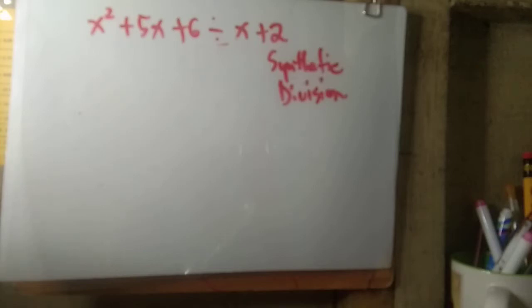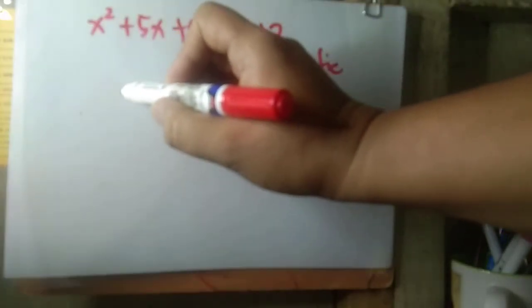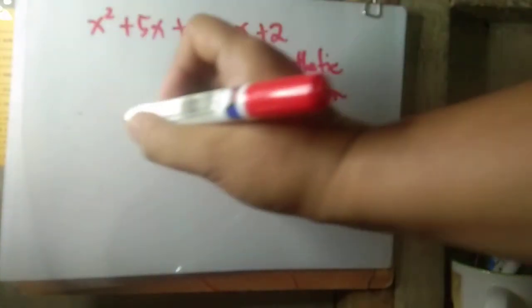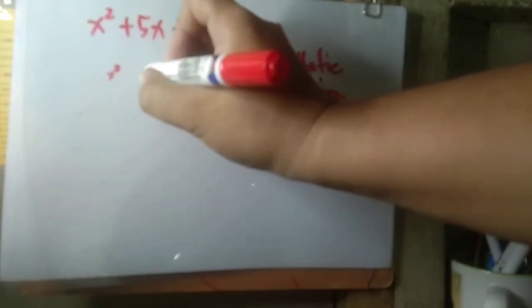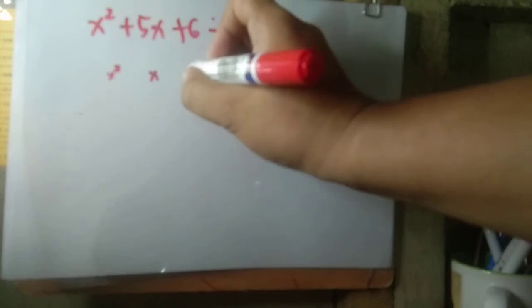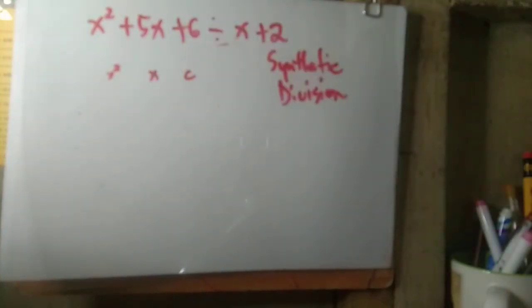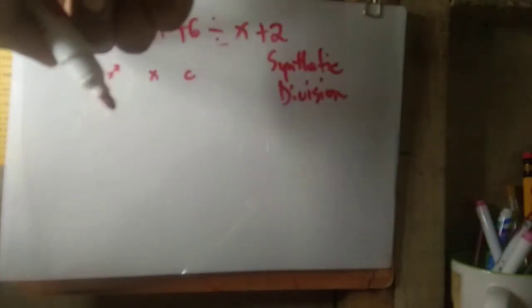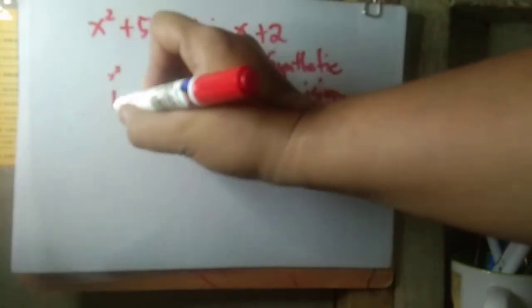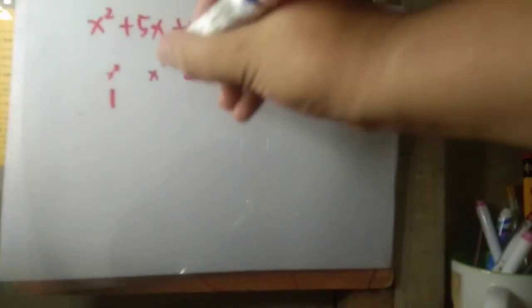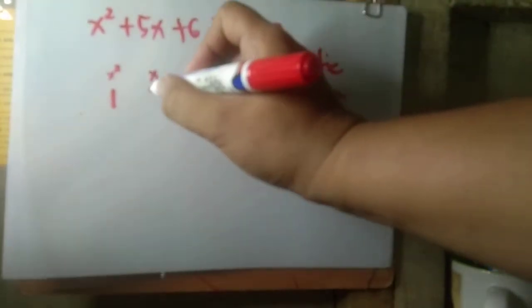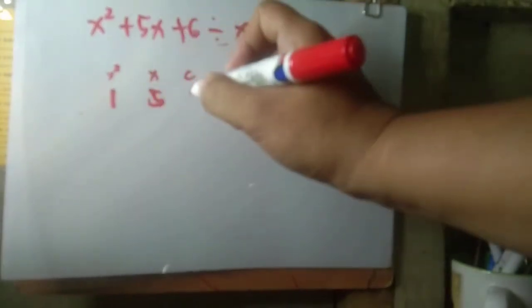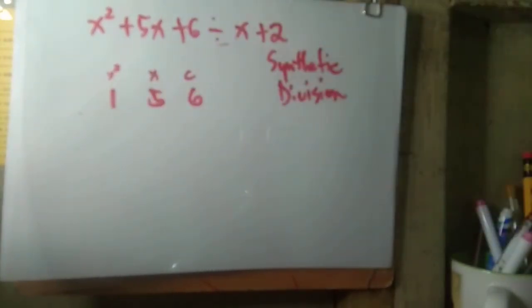of your dividend. So in this case, we have your x squared here. Starting from your x squared going down, your highest degree would be x squared, and then followed by x, followed by your constant value. The numerical coefficient of your x squared in this would be 1. So you will just be listing 1 there. And then the numerical coefficient of 5x would be 5. And your constant value is 6. You will just be listing it down.